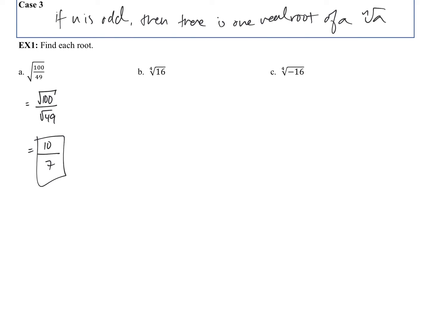Now let's take a look at the next one. This is the fourth root of 16. So this is saying what times itself 4 times gives me 16. It has to be the same number and the same sign. So that would be 2 times 2 times 2 times 2, because 2 times 2 is 4, and then 4 times 4 is 16. So the fourth root of 16 is 2.